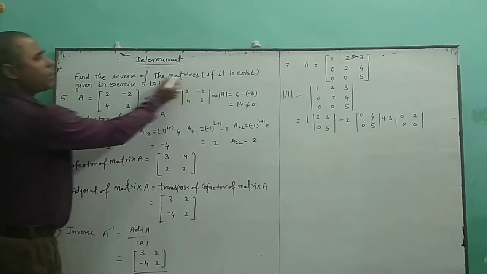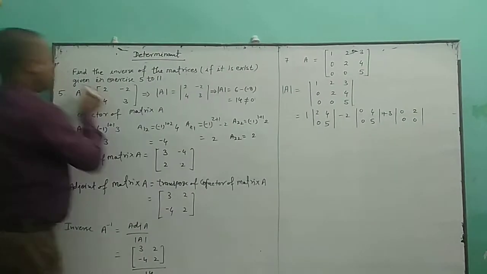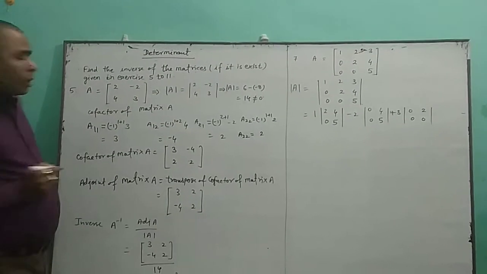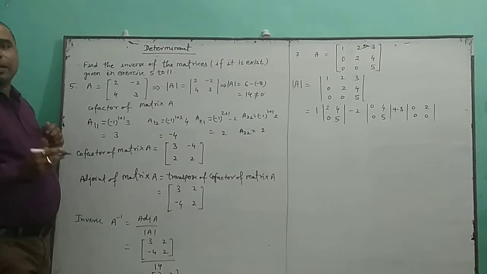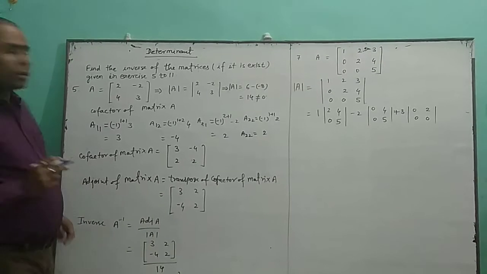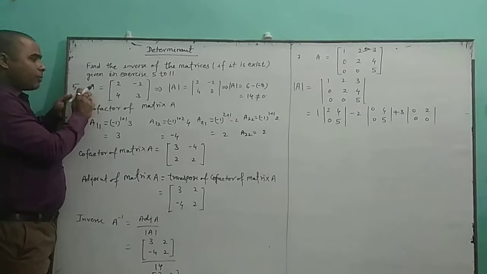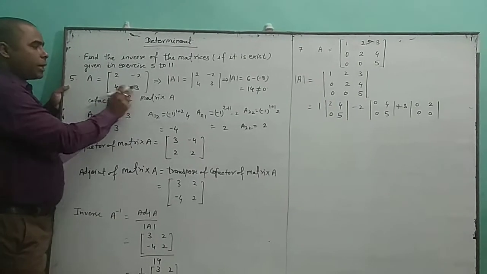Now find the inverse of the matrices if it exists. This is given in exercise 5 to 11. In exercise questions 5 to 11, from the last exercise, I will start with question number first and third. Now here 5 is here. The matrix A is equal to [2, -2; 4, 3].